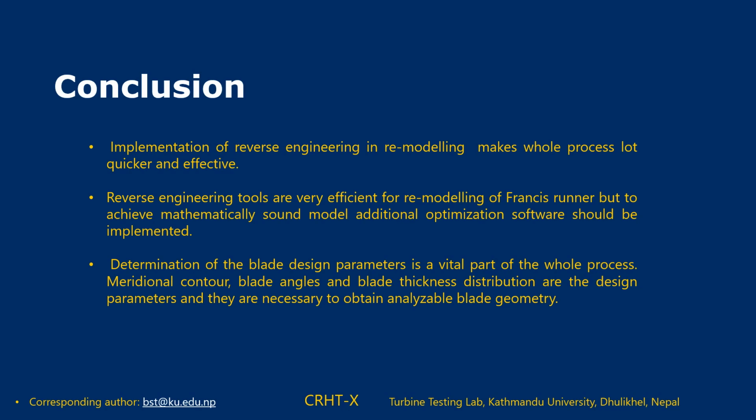With this case study on reverse engineering method applications, we can conclude that the reverse engineering method is very efficient in remodeling of a Francis runner. It makes the whole process a lot quicker and more efficient. But we found that remodeling a Francis runner and obtaining a mathematically correct model is very difficult because of the erosion and the complexity of the structure. We are not able to extract the complete dimensions of the model, and the blade profile obtained is not complete, so the redefined blade is not mathematically correct. Additional optimization software should be utilized so that a correct and mathematically sound model can be obtained with this reverse engineering method.